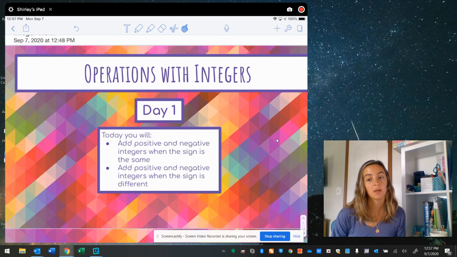Hey guys, today we are talking about operations with integers. So we will be able to add positive and negative integers when the sign is the same and add positive and negative integers when the sign is different.